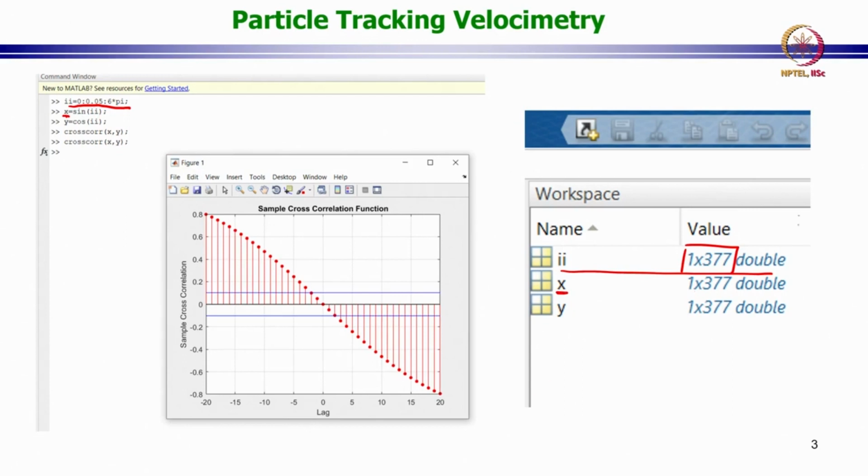So I've taken a screenshot of that and I've magnified it. And you can see this also has 377 entries. And I've defined another variable called y, and similarly here in the workspace you can see this variable is also there. But now x and y are sine and cosine respectively.